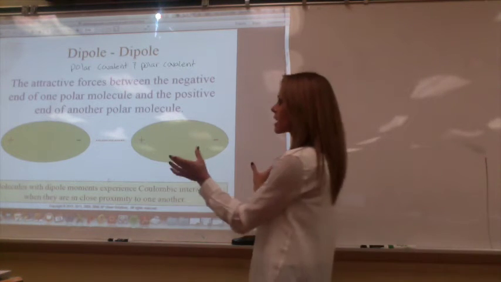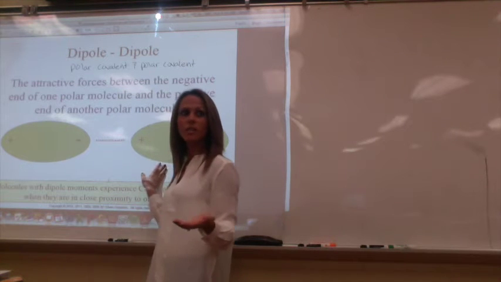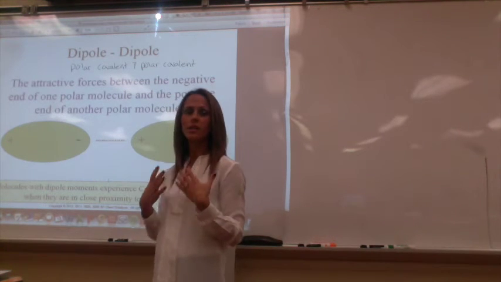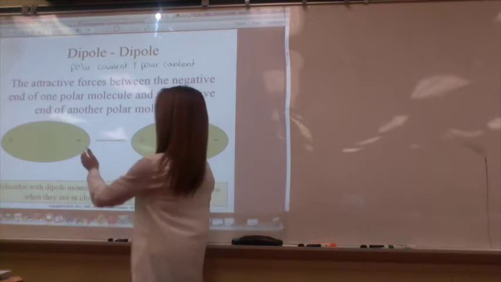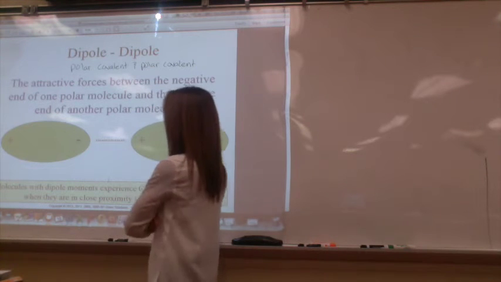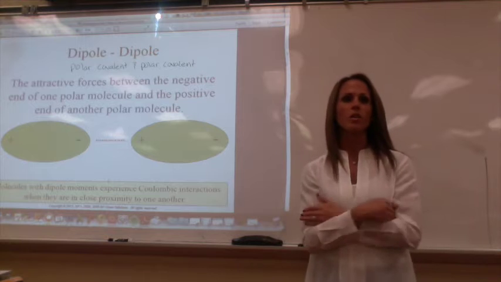So these positive and negative ends are created because one molecule has a greater electronegativity and is pulling the electrons towards it, and so then that atom gets slightly negative, right? So the negative end aligns with the positive end. Molecules with dipole moments experience Coulombic interactions when they're in close proximity to one another.